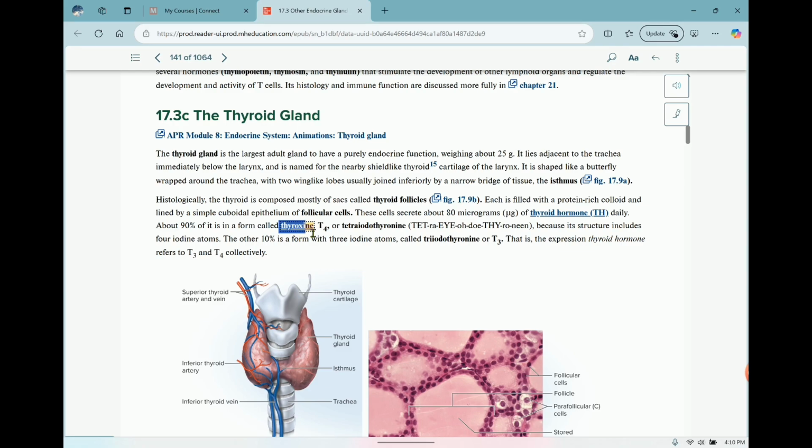So thyroxine is also known as T4 or tetraiodothyronine. And then T3 is also known as triiodothyronine. Now notice that the word iodine is embedded within these thyroid hormones. So iodine is a key ingredient in making thyroid hormone. One of the reasons why you're seeing around 1 in 4 people in the U.S. with thyroid dysfunctions is because of low iodine intake.